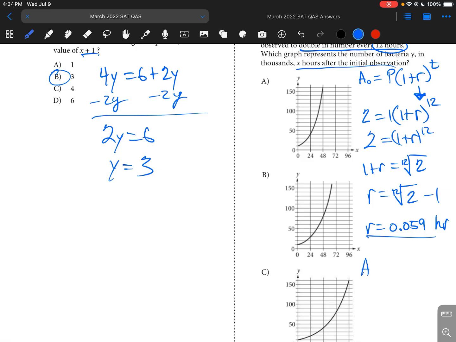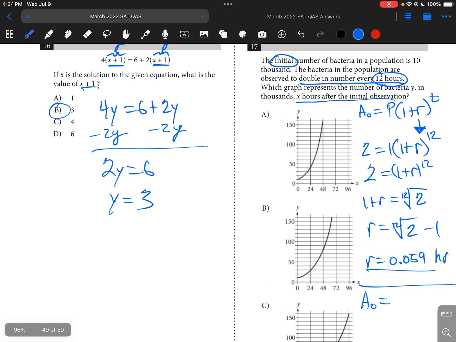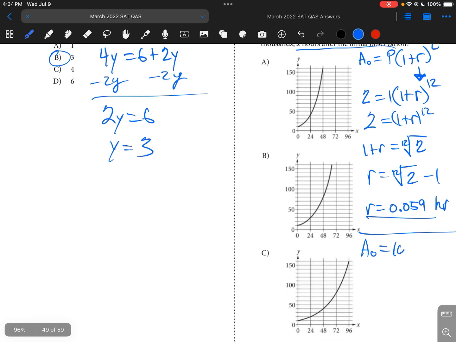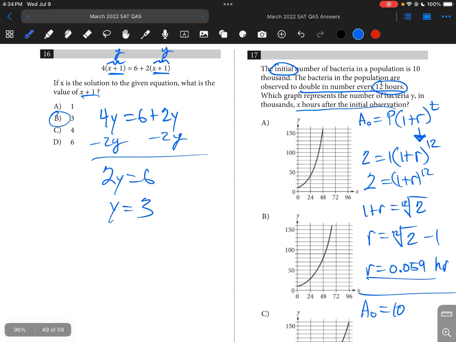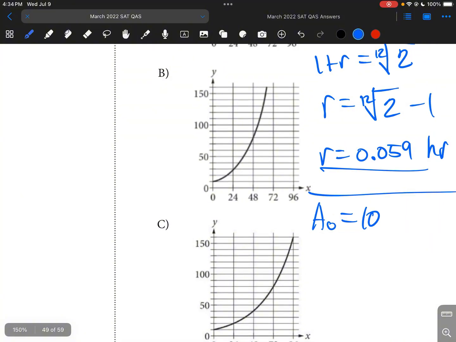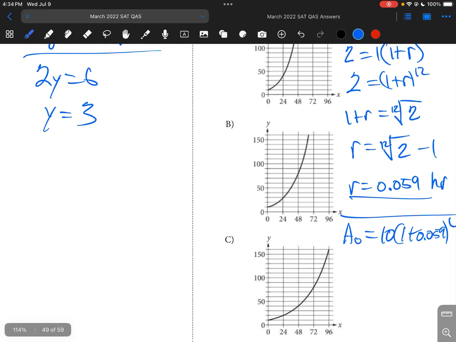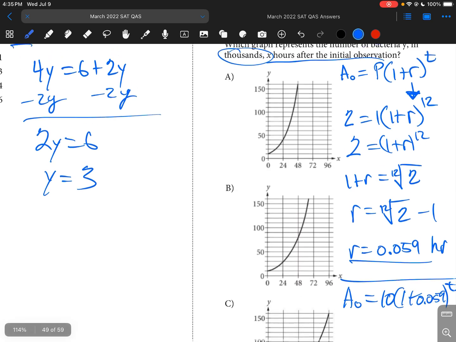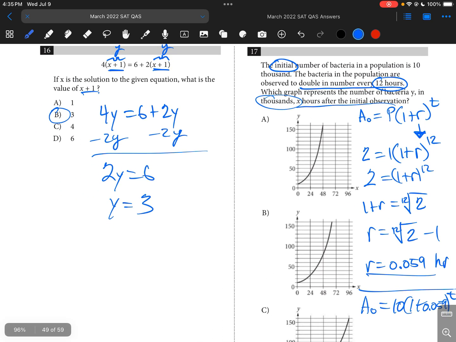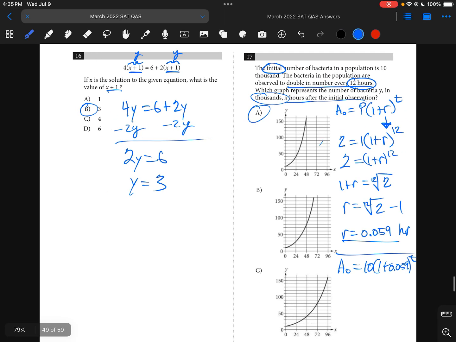So now you can say, okay, A naught, your actual growth, is your principal, which was 10,000, times... but this problem is doing everything in terms of thousands, so you could just put 10, times 1 plus the rate, 0.059, to the tth power. And if you were to plug this into Desmos, or your graphing calculator, or what have you, then you'll see that the answer ends up being A. Your graph will end up being like this.